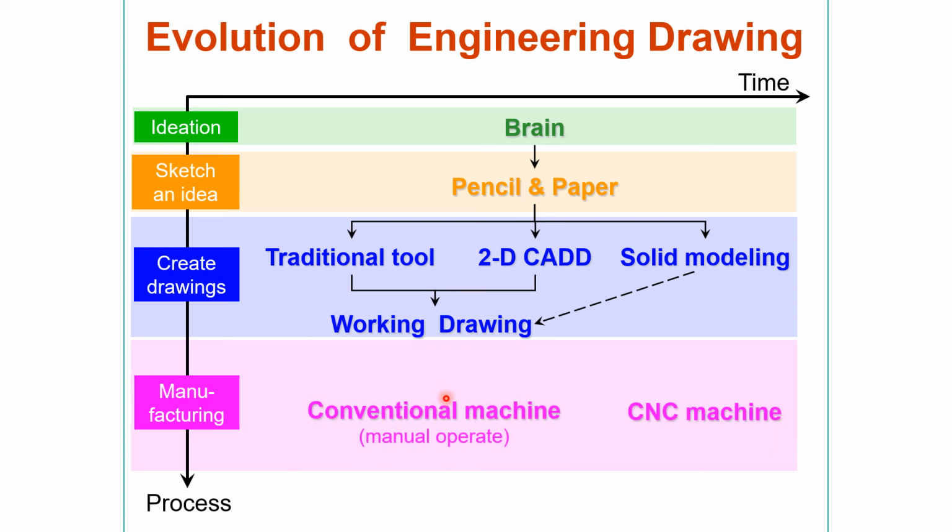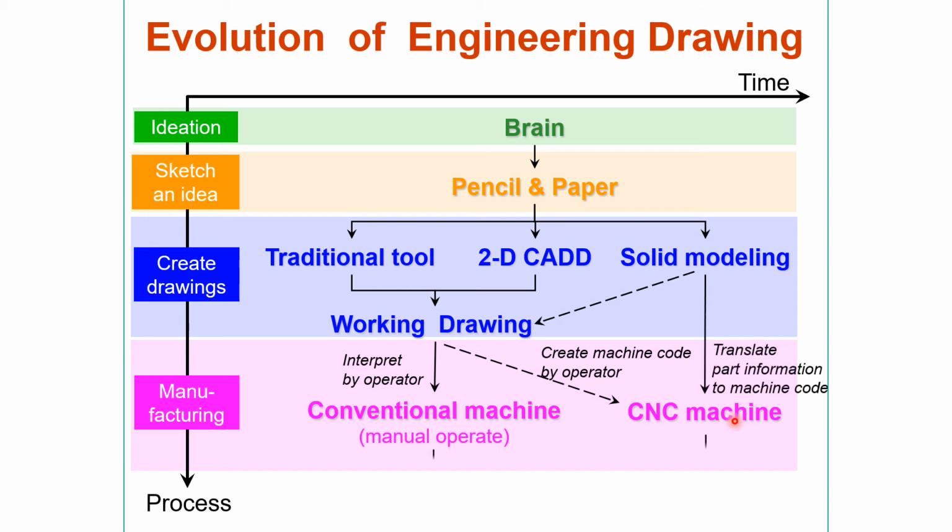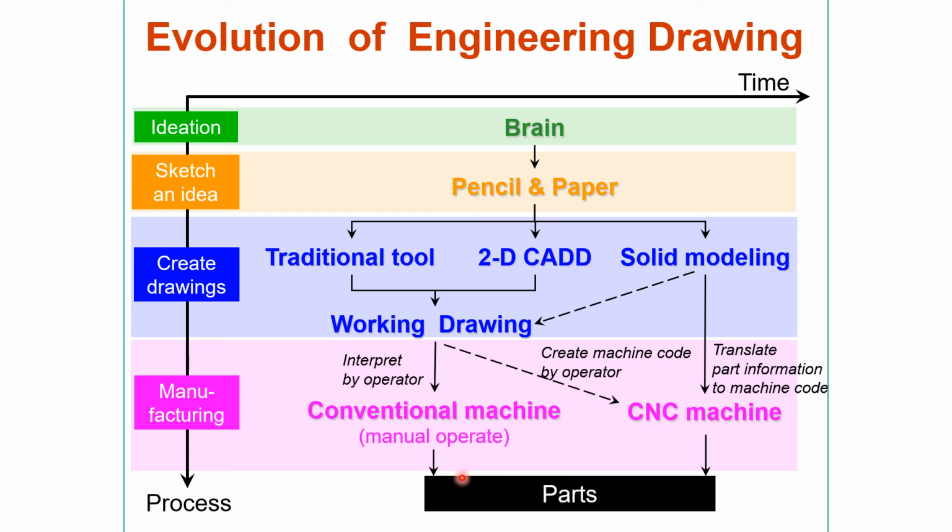Then it is given to the manufacturer. A conventional machine that is operated manually is the lathe machine. And for the manufacturing of parts, there is also the latest technology, that is the CNC machine, computer controlled machine. The drawing is interpreted by a person, the operator creates the machine code, and that is done by computer. So the machine makes the model. So at the end, we get the parts as per our desired needs.